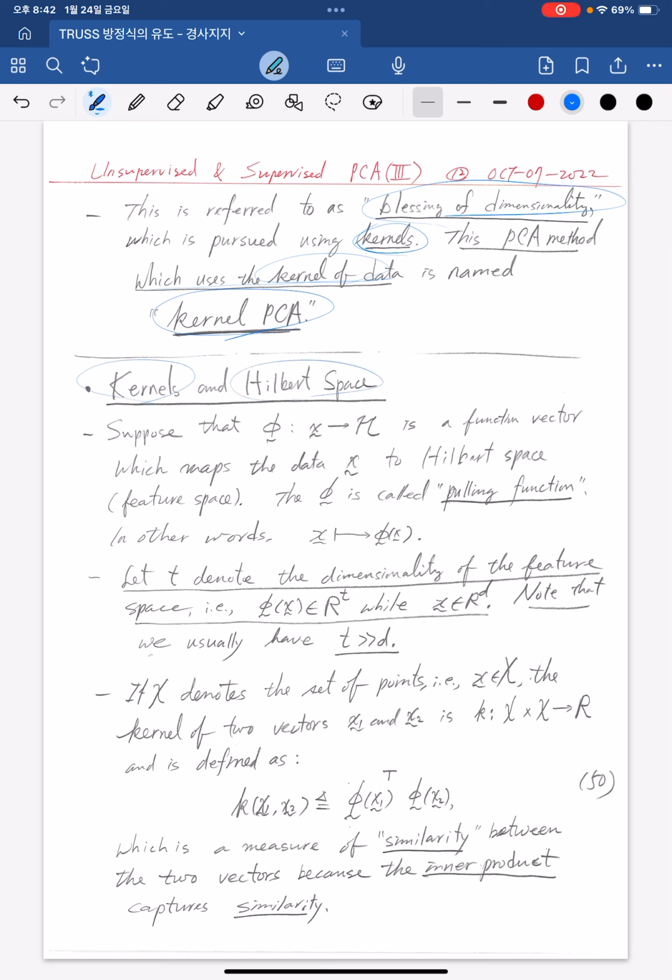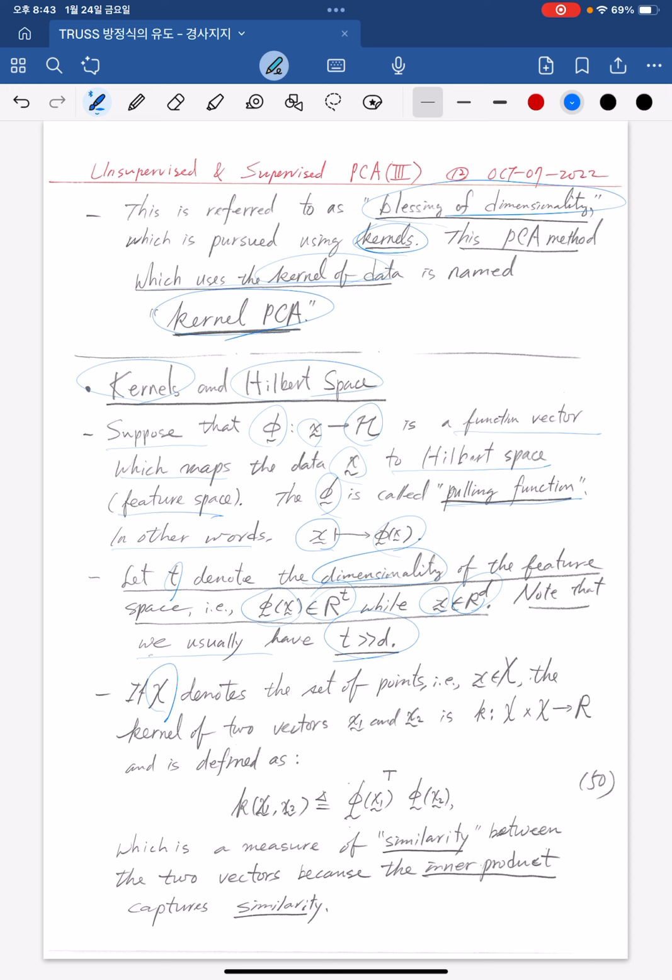Kernels and Hilbert space. Suppose that phi(x) is a function which maps the data x to a Hilbert space, the feature space. Phi is called a pulling function. In other words, x goes to phi(x). Let t denote the dimensionality of the feature space. Phi(x) is t-dimensional while x is d-dimensional. Note that we usually have t much larger than d.